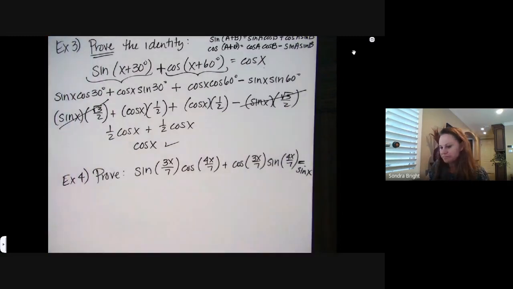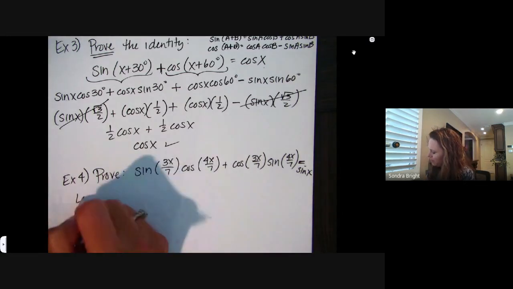Okay. So here is definitely a type where, remember with these proving, you're working on one side of the equation only. You don't work on both sides. You work on one and you choose the more complicated one. And this is obvious which one is the more complicated one. Definitely the left-hand side. And for this one, look for patterns.